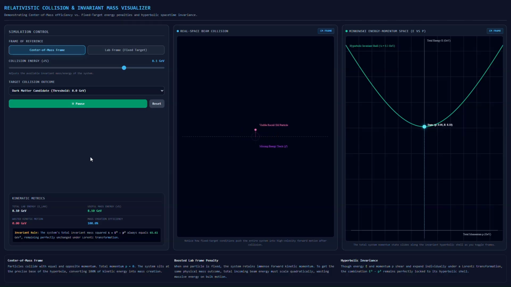When viewed from a boosted laboratory, fixed target frame, however, the target particle begins at rest, requiring the incoming beam to carry exponentially higher energy to achieve the same physical outcome. This induces a severe energy penalty where a massive portion of the initial energy is wasted as bulk, post-collision forward kinetic motion rather than being converted into mass.